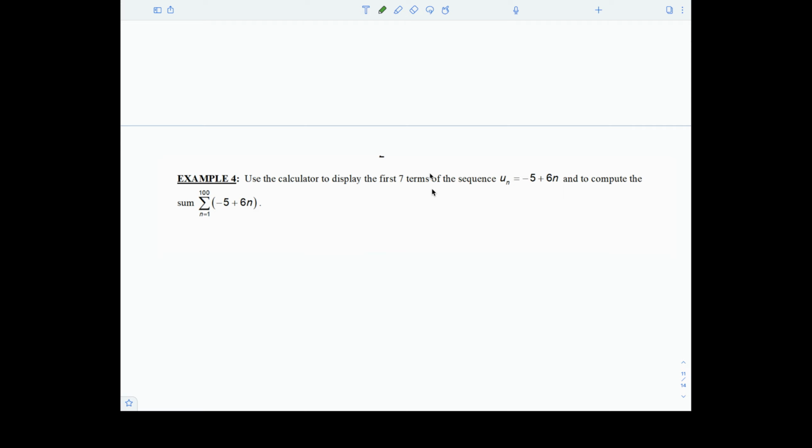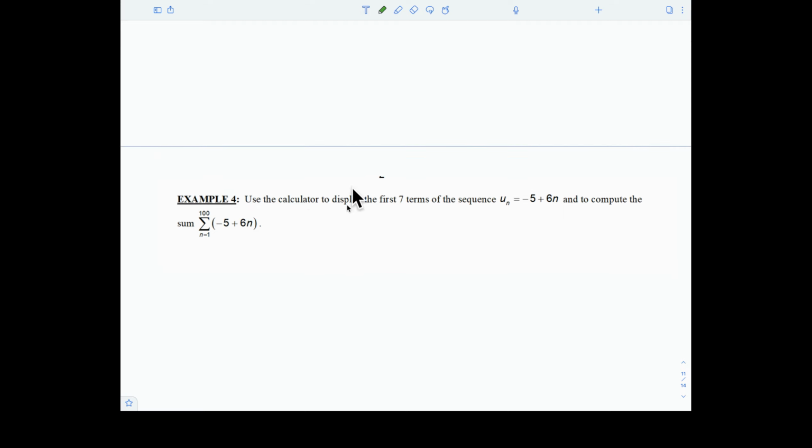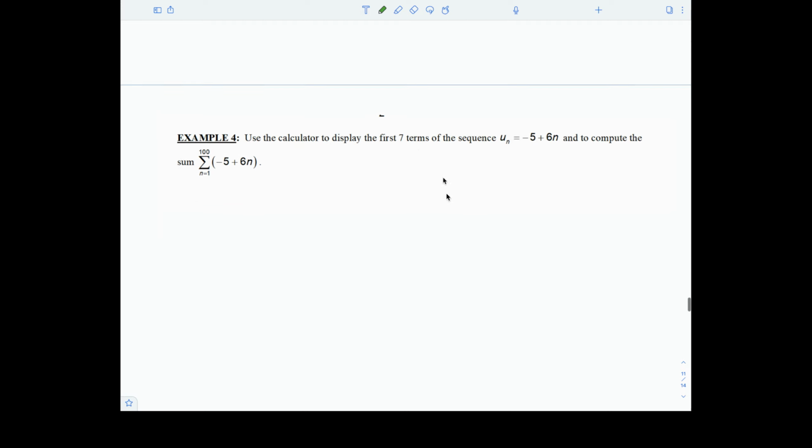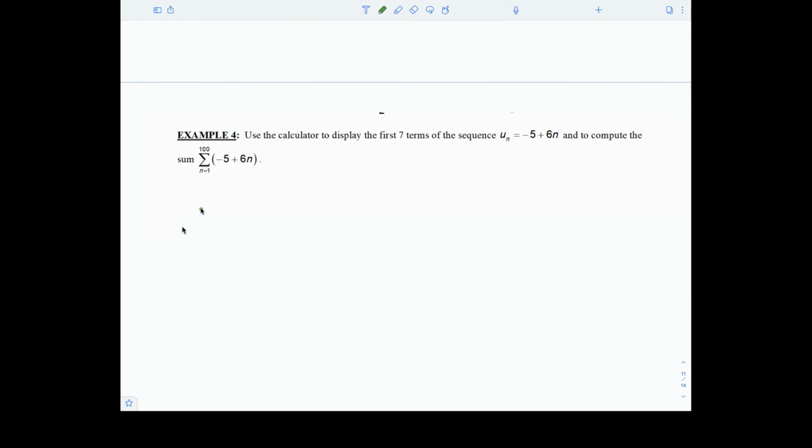Okay, so let's do an example. Use the calculator display. We don't need no calculator. List the first 7 terms of the sequence and compute the sum. I'm not going to worry about listing the first terms. Well, you know what? Let's go ahead and do it. So u_n equals -5 plus 6n. If we want to write out the first terms, we plug in 1. u_1 equals -5 plus 6 times 1, which gives me 1.